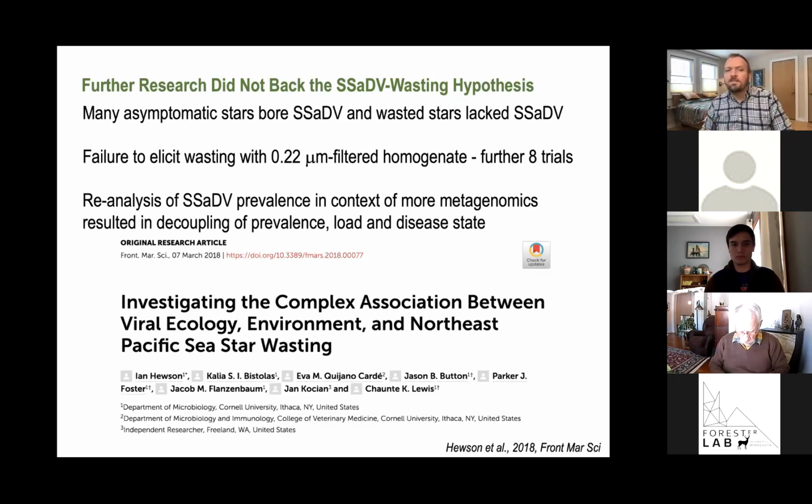And then we reanalyzed the data on SSADV presence in context of more metagenomics, and this elucidated that there's something like 30 different densoviruses which were present in that initial data set. And essentially, when we looked only at SSADV, it really didn't correlate at all with the disease. So we put out this paper in 2018, which basically refuted a lot of that work that we did in 2014, and started to explore some of the environmental variables that might be driving this particular disease. It also did a little bit of work looking at bacteria, basically stating that we didn't see anything that was distinctive to wasting sea stars.